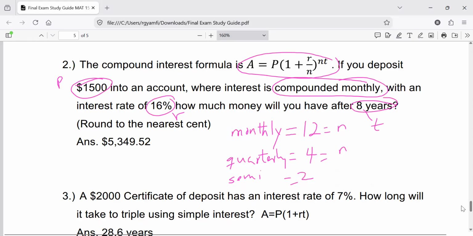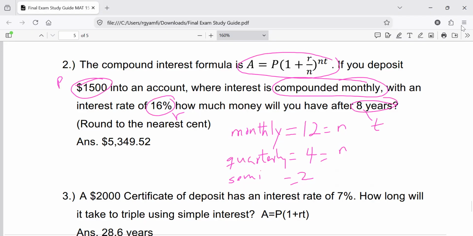If it says daily, then you're looking at 365 days. Monthly, 12. Weekly, you have 52 weeks in a year. Weekly, 52, like that, okay? So here it says monthly, so N is 12. So that's what we're going to use.